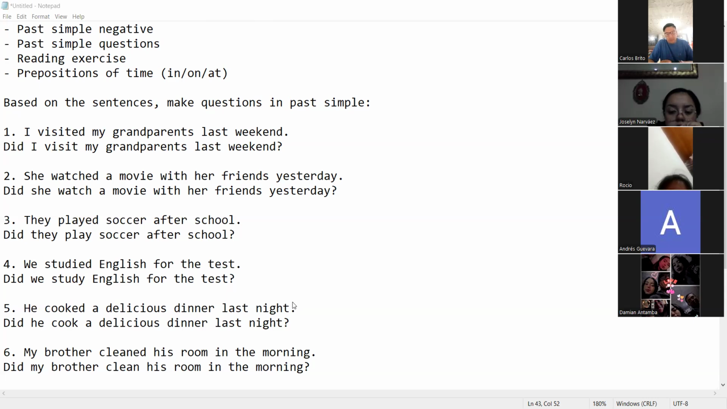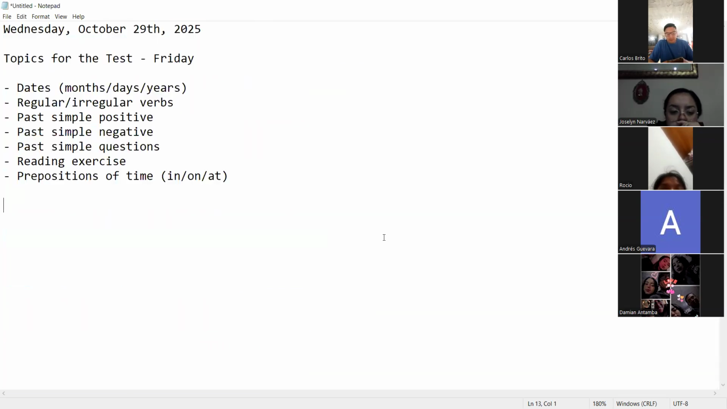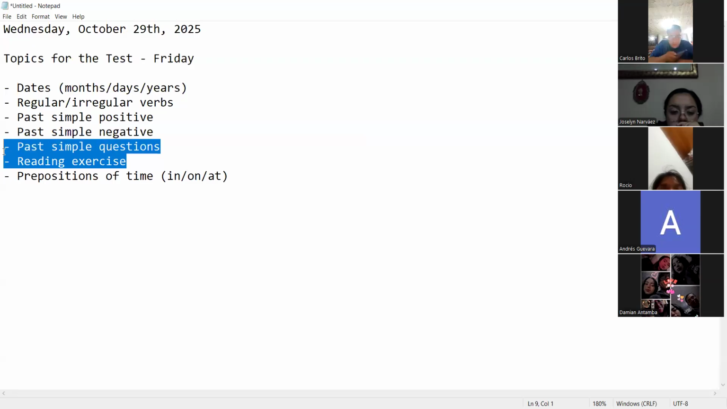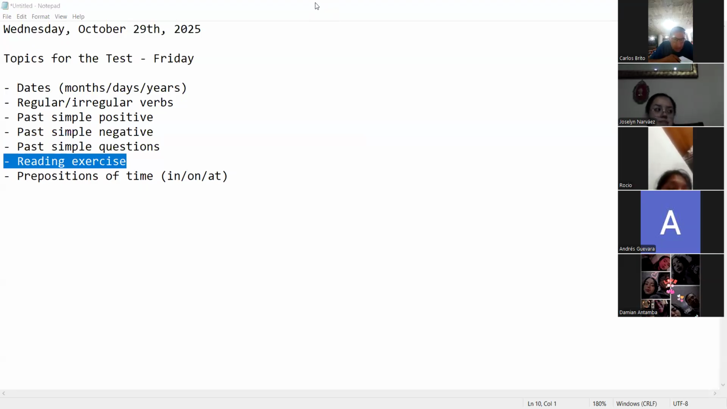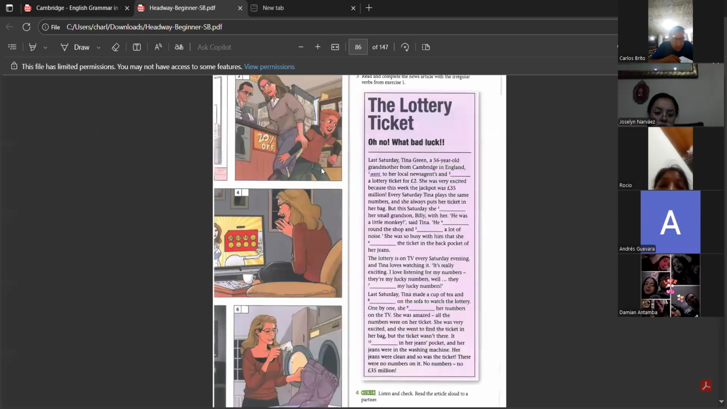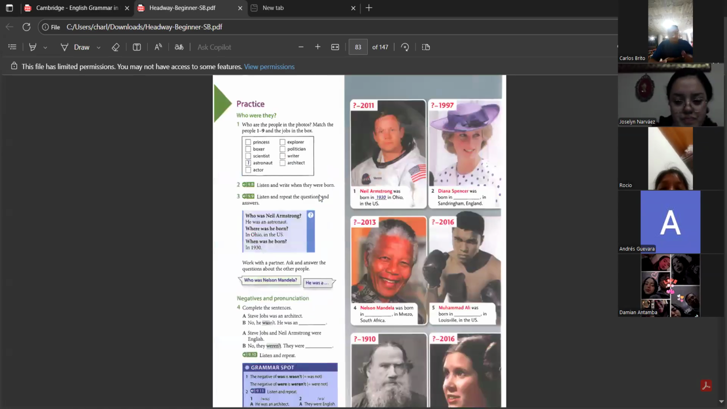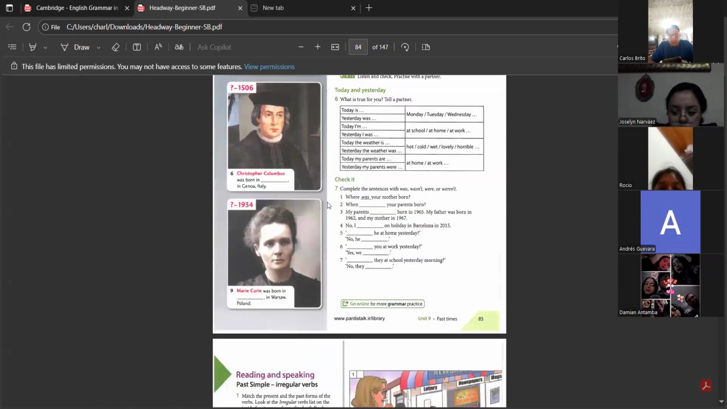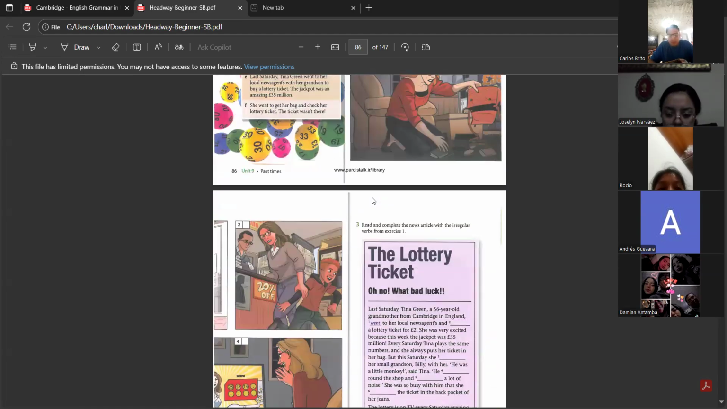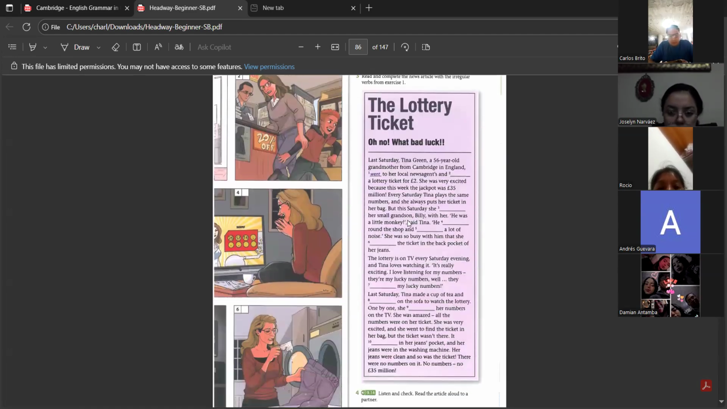And the next topic, reading exercise. The reading exercise is gonna be pretty simple. You can practice with the reading exercises in your book. Pueden buscar reading exercises in your book. Yo les recomiendo que practiquen con este que habíamos hecho de The Lottery Ticket. Entonces va a ser muy sencillo. Simplemente va a ser parecido a este.